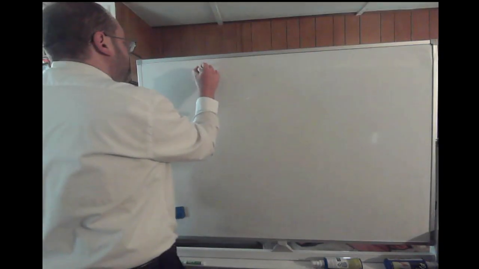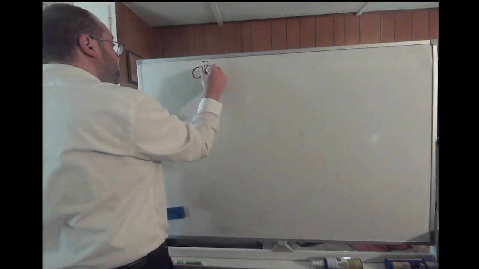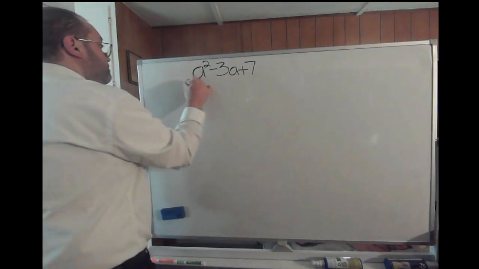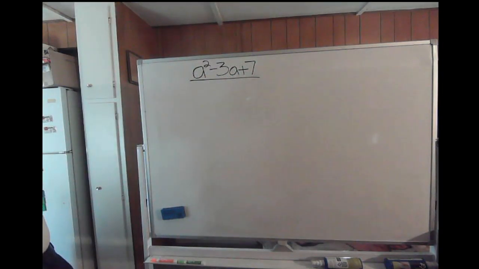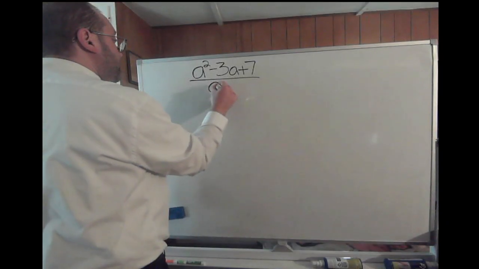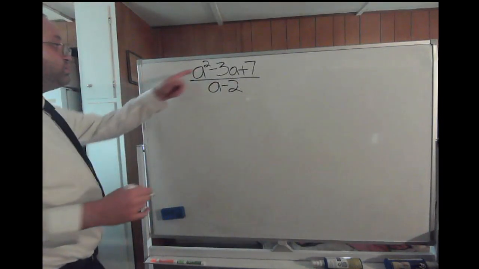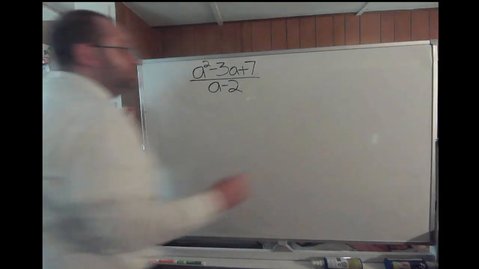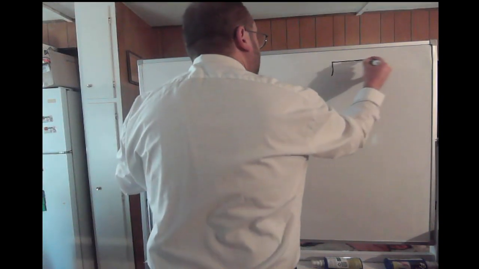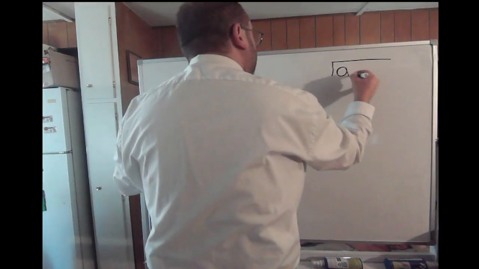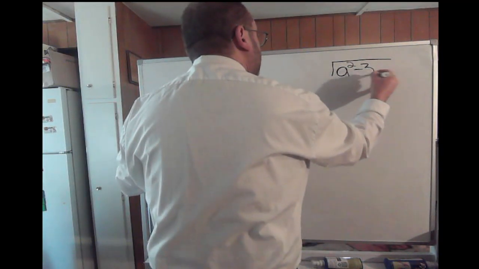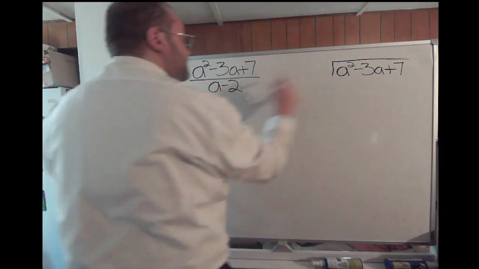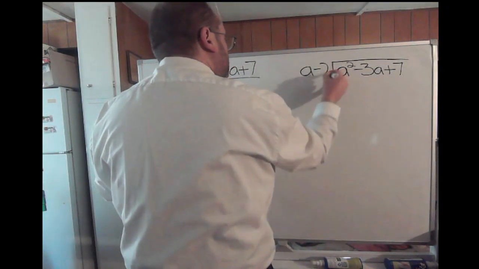Alright, let's see. a squared minus 3a plus 7. So we'll divide that by a minus 2. So we have a squared minus 3a plus 7 divided by a minus 2. Let's go ahead and set up our long division here. Take your dividend of a squared minus 3a plus 7. Divide that by your divisor of a minus 2.